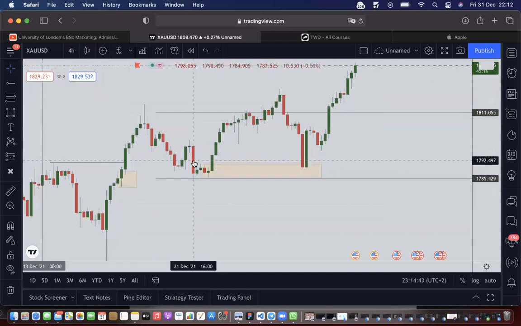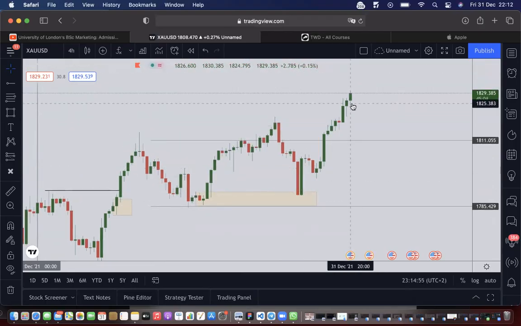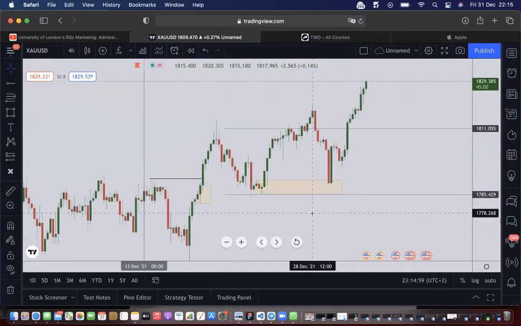I hope you understand now. So this is inside that zone. We have drop base rally. Then it came back inside the zone for more order flow and then boom to the upside. This is an explosion. So that is how it works. This is how order flow works.